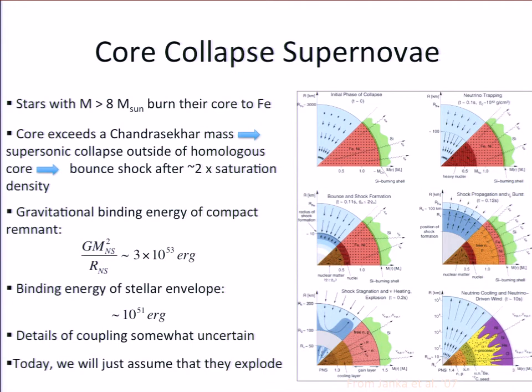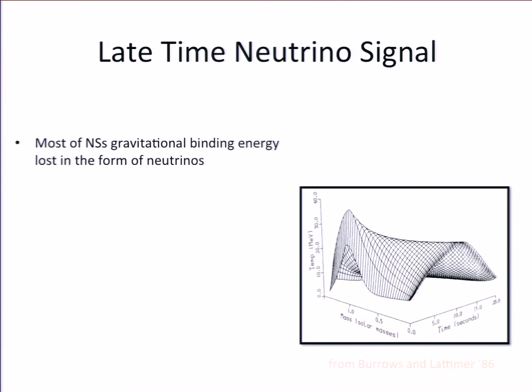So for more massive stars, maybe you end up directly forming a black hole in the core. Most of this neutron star's gravitational binding energy is lost in the form of neutrinos. So you get about 3 times 10^53 ergs of neutrinos over the cooling period. And this mostly comes out actually at late time.